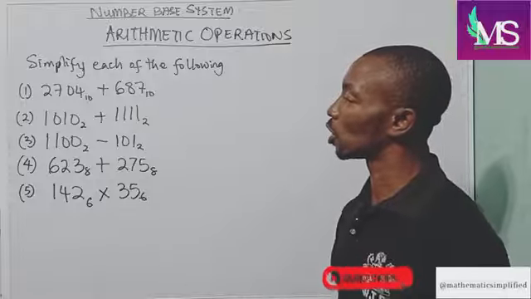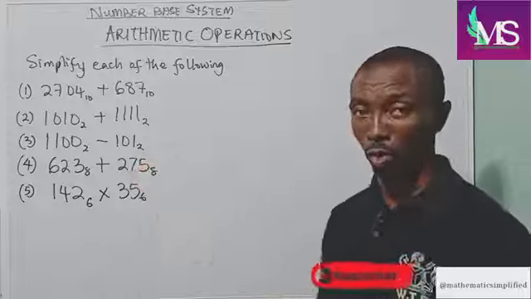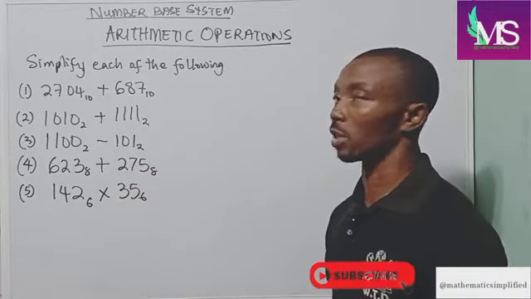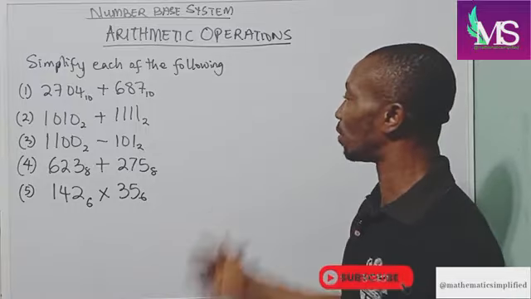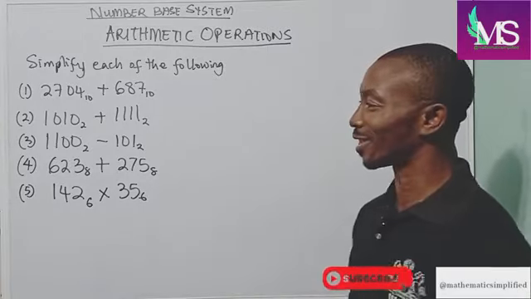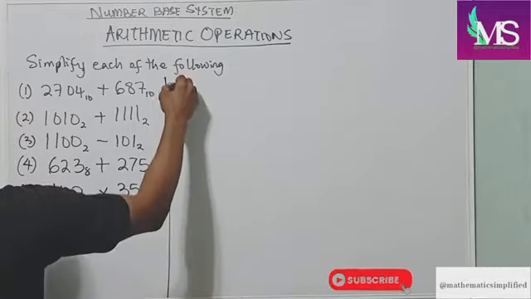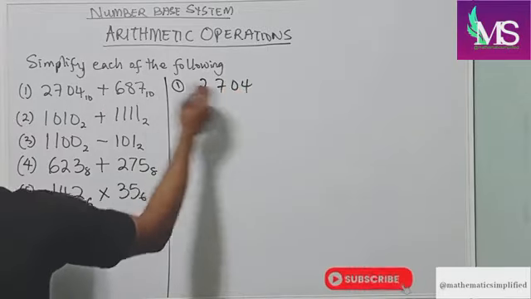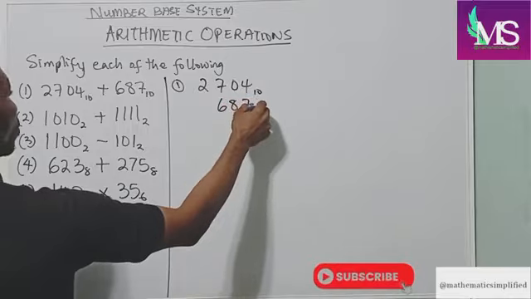Now, we have the addition in base 10, which is basic, most of us should know. We have that in base 2, base 8, and base 6. We'll see some other examples as we progress in the studies. Now, diving right into the studies, we have our first one. We have our number 1 as 2704 base 10 and 687 base 10.